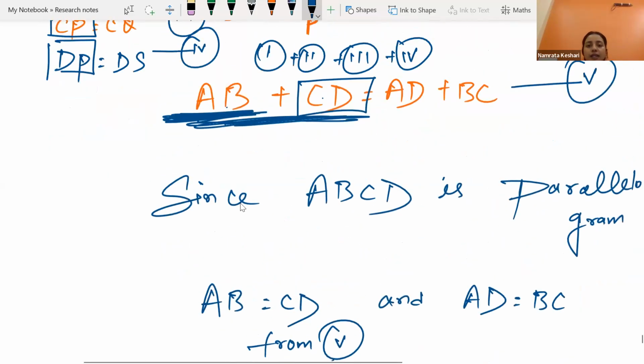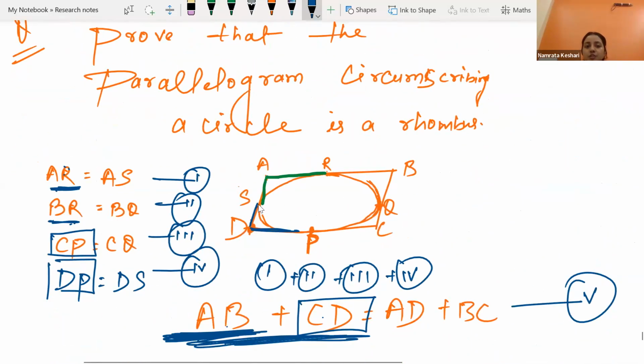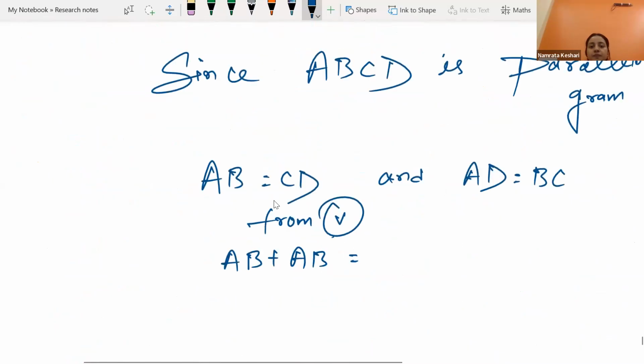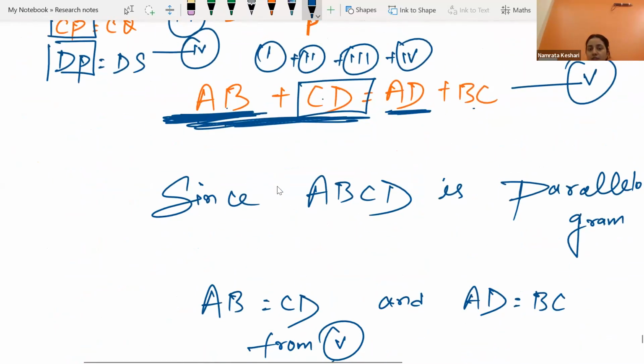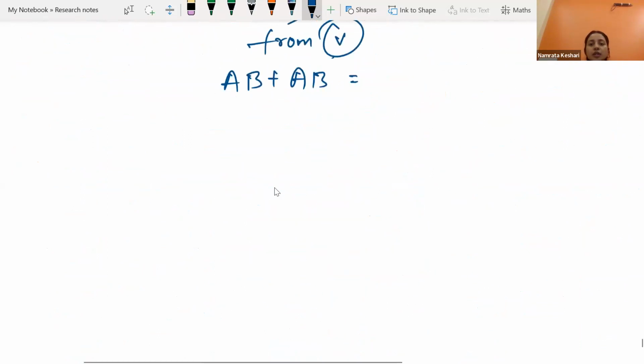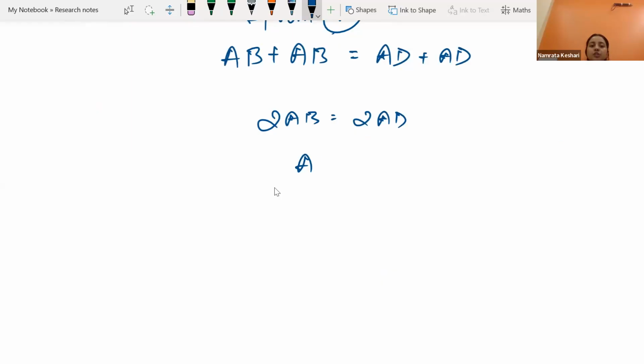Similarly, AD is equal to BC. Here also you can substitute, either AD as BC, or BC as AD plus AD. Either you can make AD plus AD or you can make BC plus BC. Whatever we want, we'll be getting it, don't worry. So I'm writing it as just AD plus AD. That means 2AB is equal to 2AD. That means AB is equal to AD.